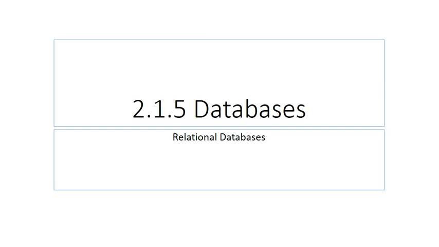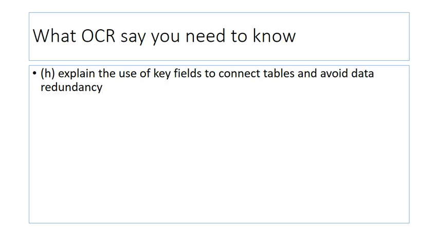Hello there, in this video we are going to be looking at section 2.1.5 databases of the OCR computing specification, and in particular we're going to be looking at the relational databases aspect and explaining the use of key fields to connect tables and avoid data redundancy.